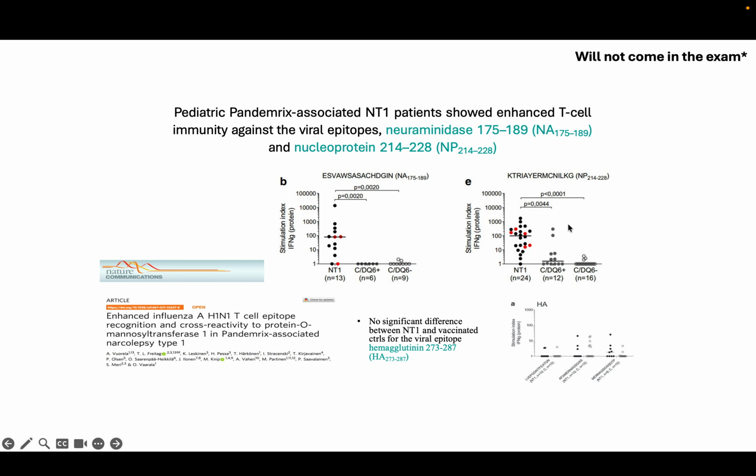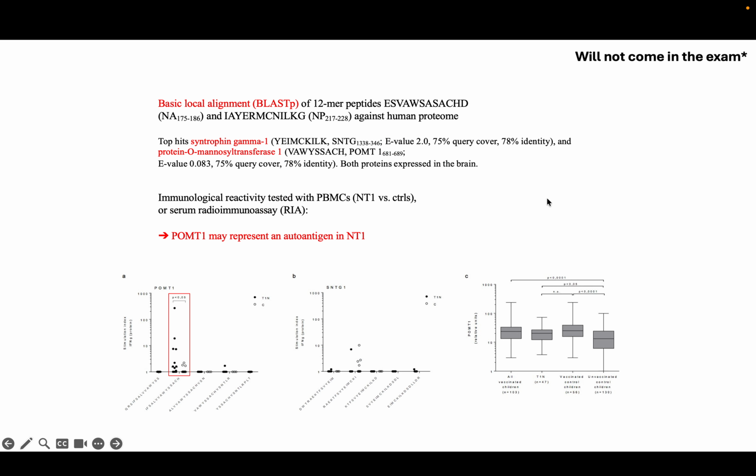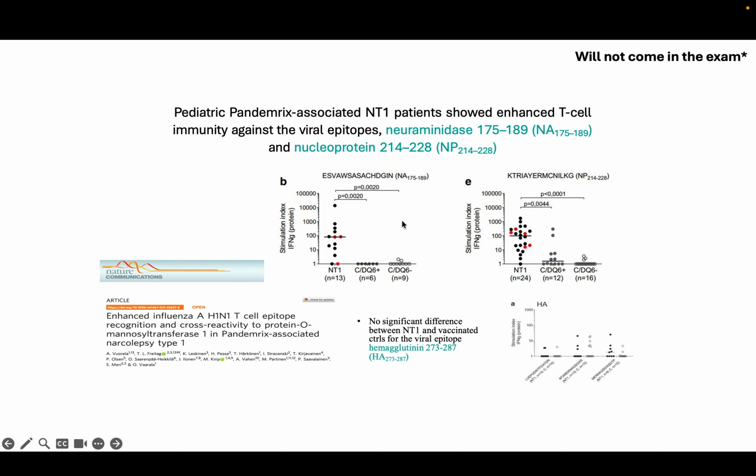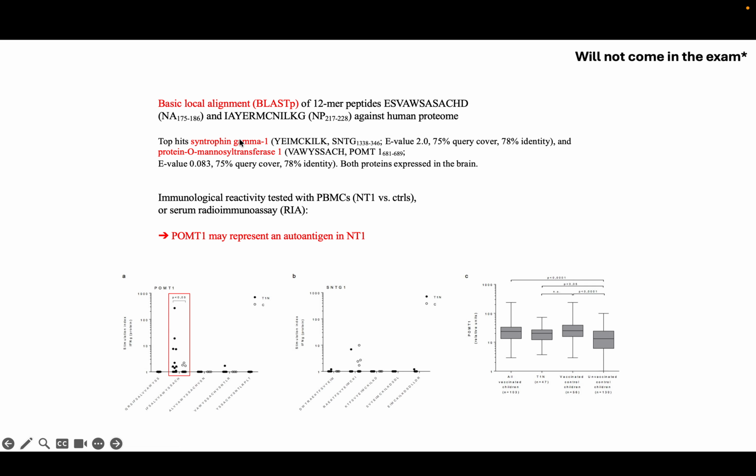So he took the peptides that were very reactive in NT1. These peptides come from the neuraminidase and also from the nucleoprotein. And they saw that they were very, very similar to proteins found in the brain: syntrophin gamma 1 and protein O-mannosyltransferase 1, POMT1. These are found in the brain. So these viral proteins, NA and NP, are so similar to these proteins found in the brain. This is very interesting.